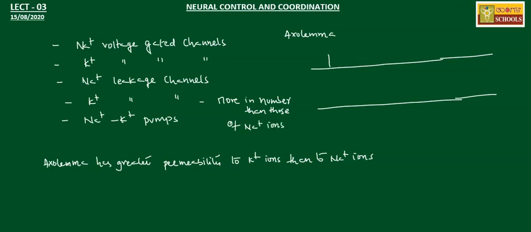And with all this, we have understood that it maintains the positive charge on the outer side of the membrane and a negative charge inside of the membrane. So this is what we call a polarized membrane, right?